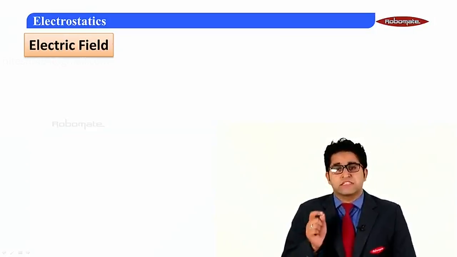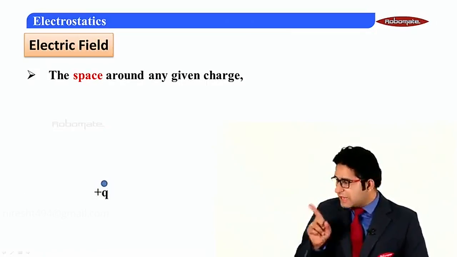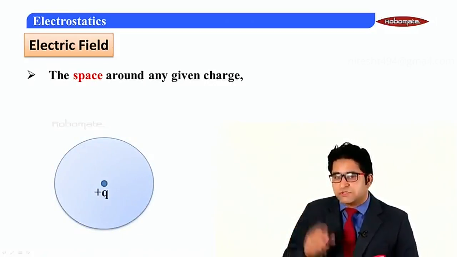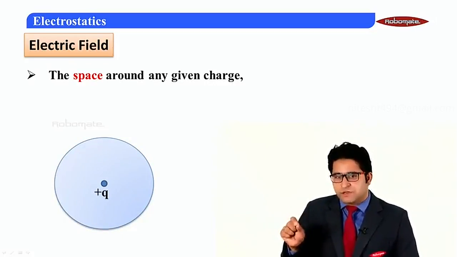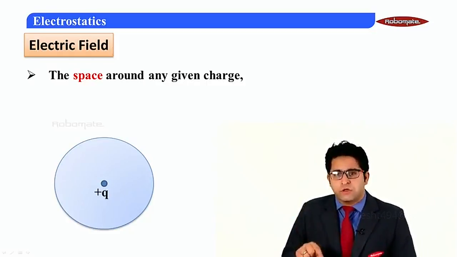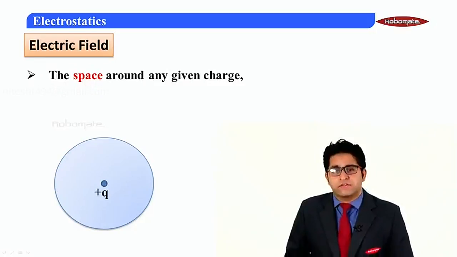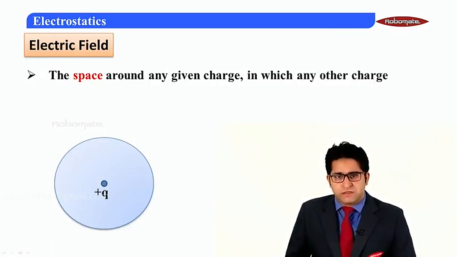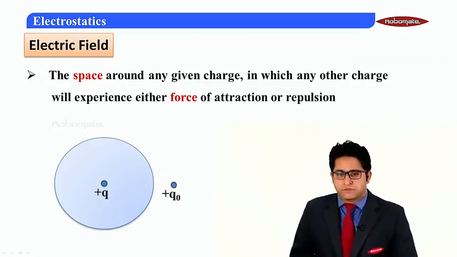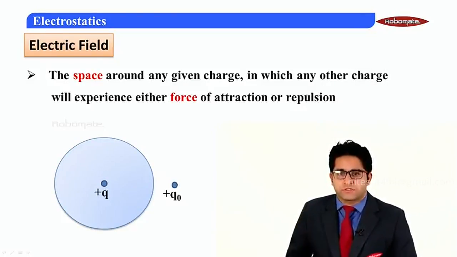Electric field is nothing but the space around any given charge. So let's say I'm having a charge plus Q, and around this charge plus Q I'm having a certain space. Let's say this is the space around charge plus Q. And if I place any other charge in this particular space, that particular charge will experience either a force of attraction or a force of repulsion. So I can define electric field as the space around any given charge in which any other charge, let's say other charge is plus Q naught, will either experience a force of attraction or a repulsion. Now in this particular case, since both charges are positive, there will be a force of repulsion.